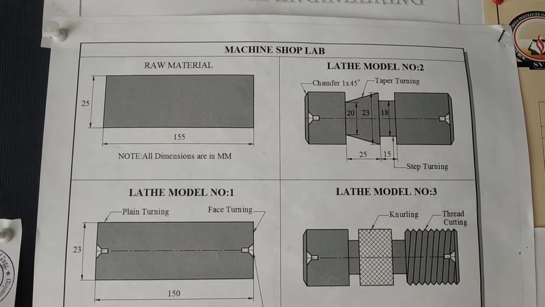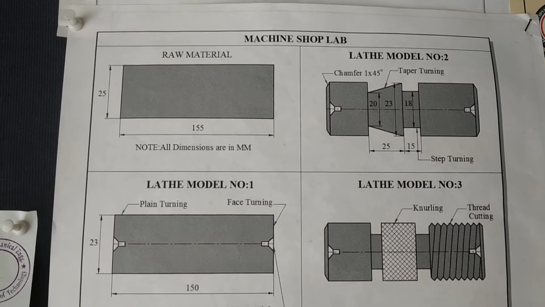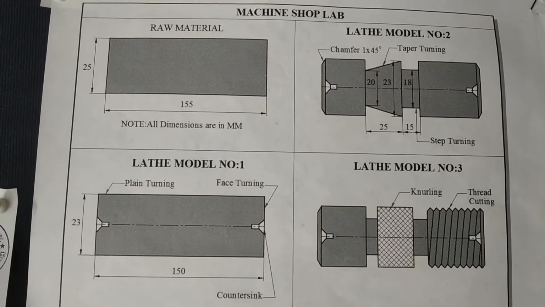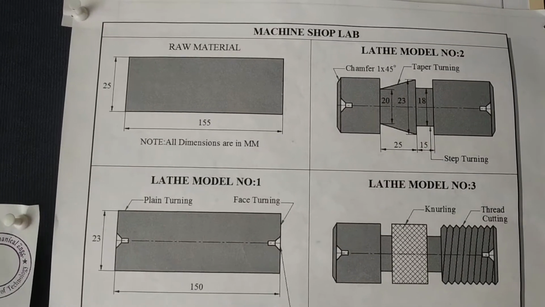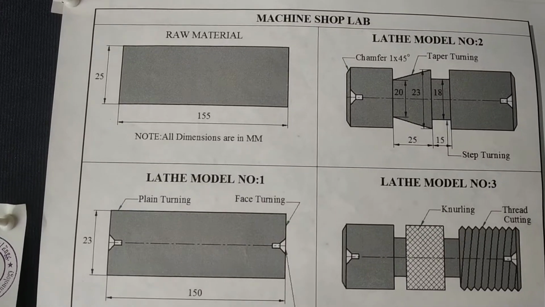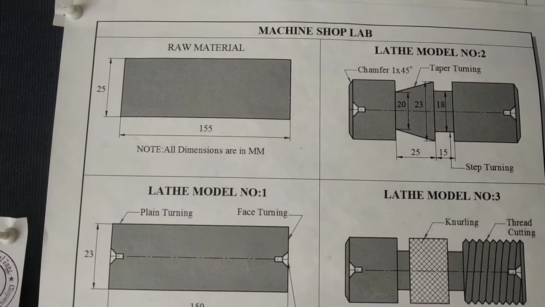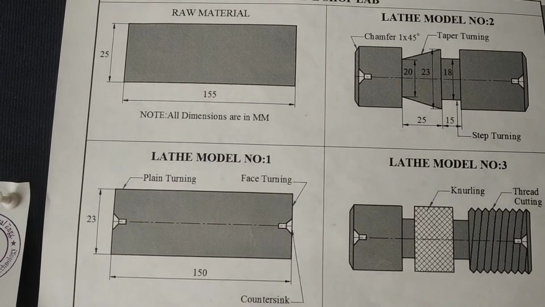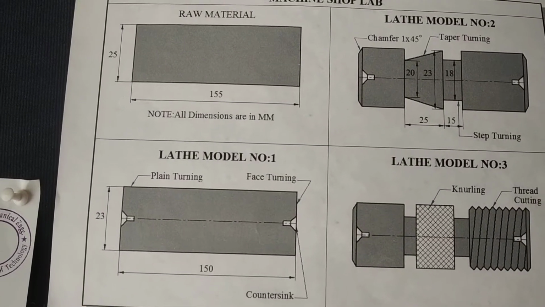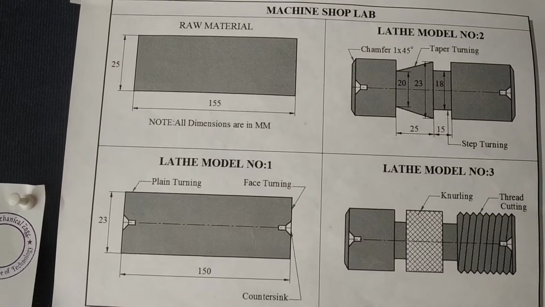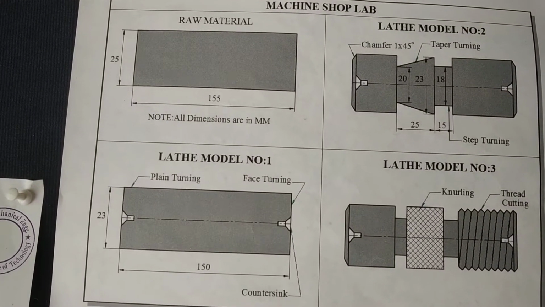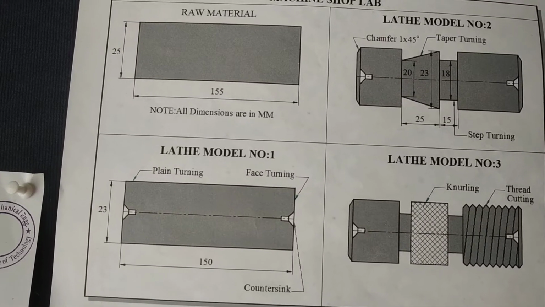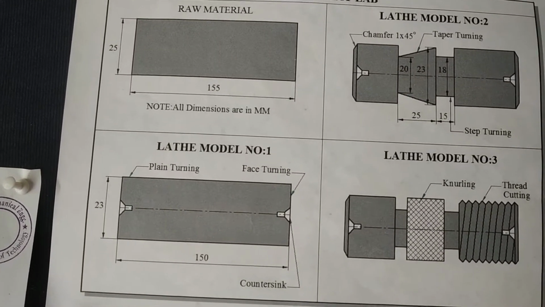Dear students, in Machine Shop Lab, you need to complete 3 models. The raw material given to you is of 155 mm length and 25 mm diameter. In model number 1, by plane turning, you need to reduce the diameter from 25 mm to 23 mm, and the length is to be reduced from 155 mm to 150 mm.